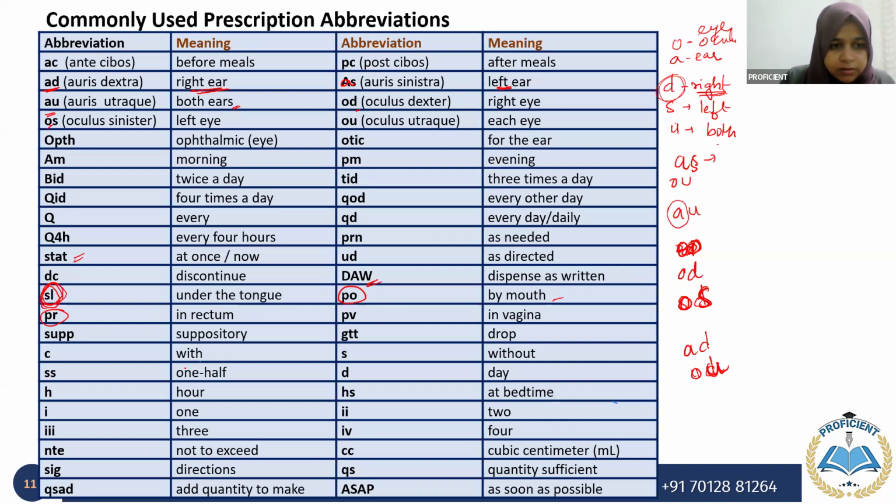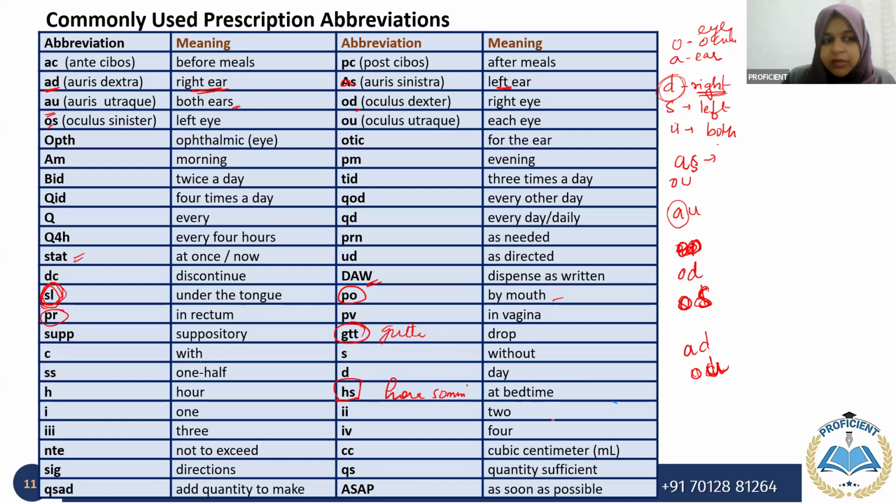Then GTT, which is drops. Gutta it is actually, GUTTA. So what is the meaning? Drops. Then HS, hora somni. When do you sleep? Night, no? So hora somni means at bedtime you have to take it. Hora somni. Right? I'll be sharing this.